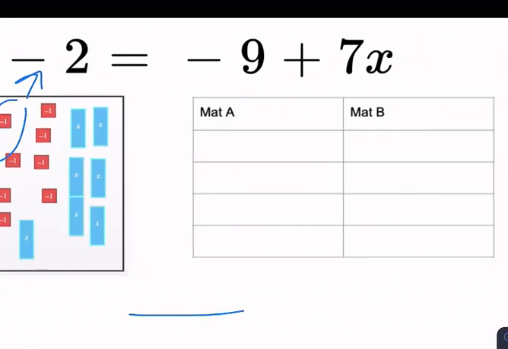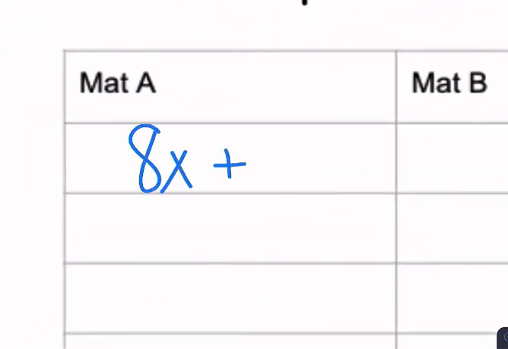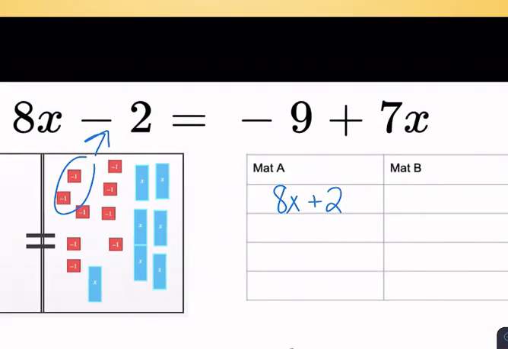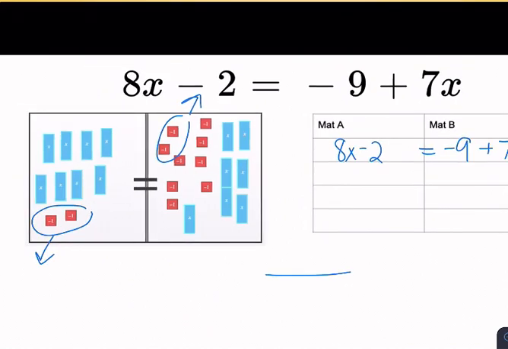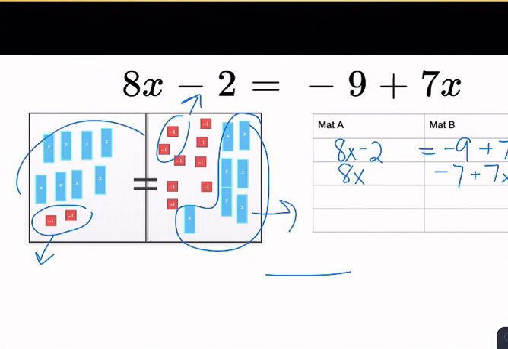And I always want to start on my mat by writing the originals. So 8x minus 2 is equal to negative 9 plus 7x. I remove two negatives from each side, and I'm left with 8x and negative 7 plus 7x. I can remove 7x's, and I'm left with x equals negative 7.